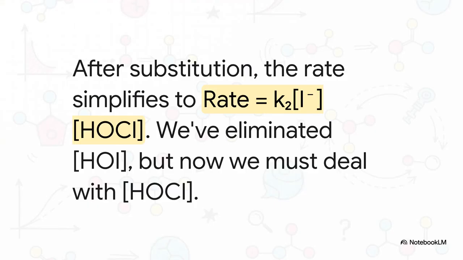And voila! Once we plug that in and do a little substitution, the math works out beautifully. Our rate law now simplifies down to just the rate of that slow second step. So we've gotten rid of our first secret accomplice, HOI. 1 down, 1 to go. But we're not out of the woods yet. We still have that other intermediate, HOCl, hanging around.